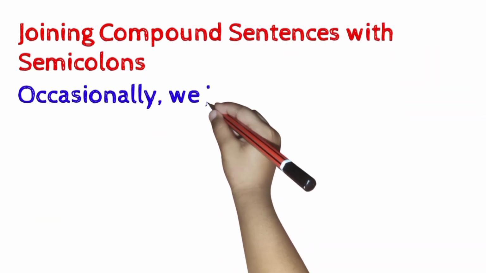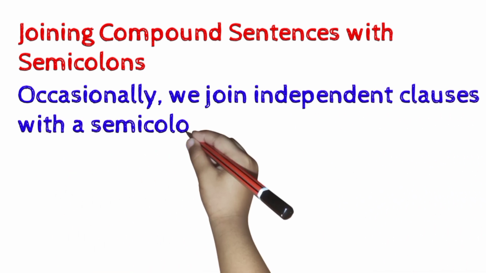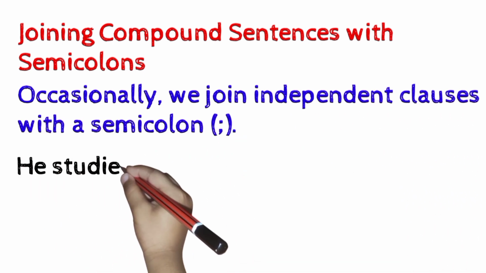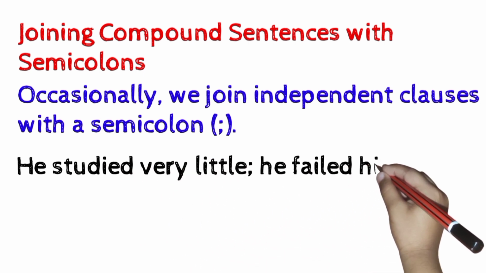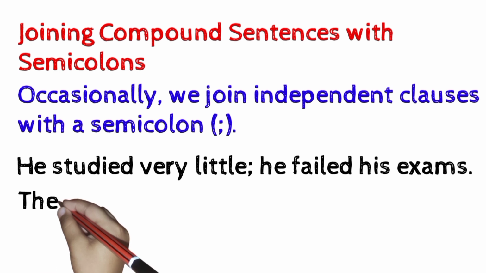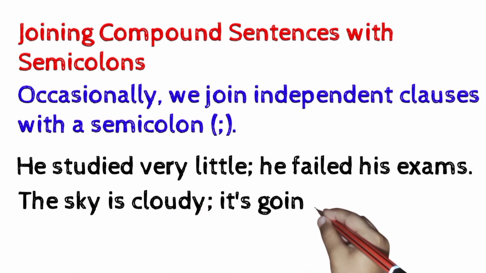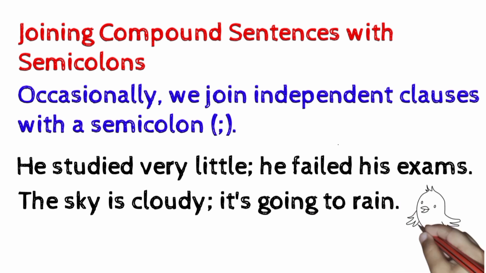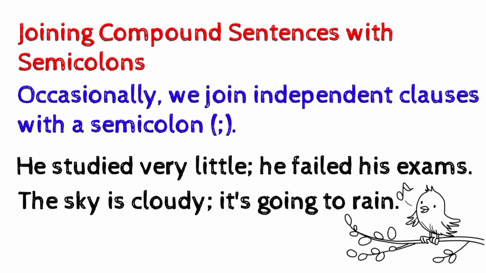Now, how do you join a compound sentence using semicolons? Here we join independent clauses using a semicolon. For example, take "He studied very little; he failed his exams." In between, you are joining it with a semicolon, and you are not using any coordinating conjunction here. So you are joining two simple sentences by using a semicolon.